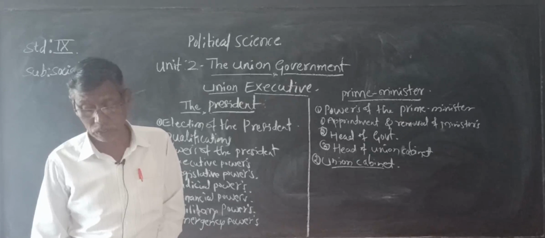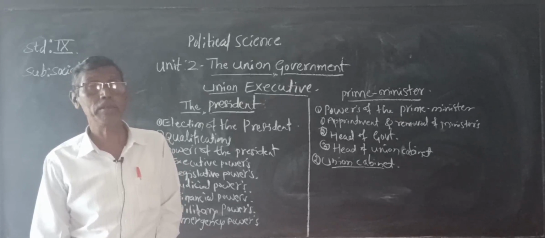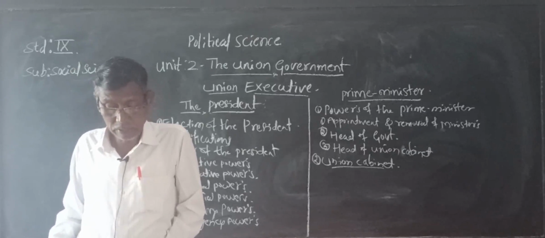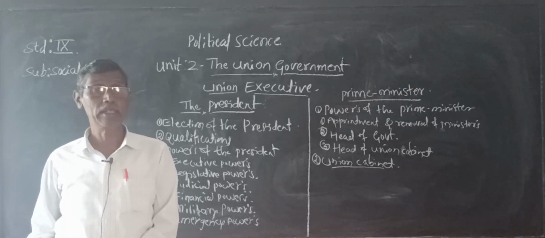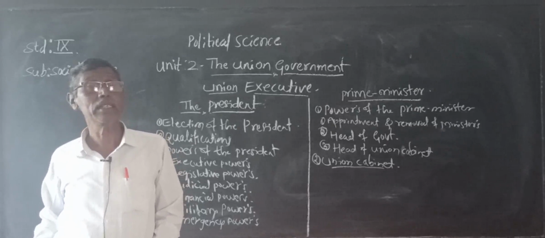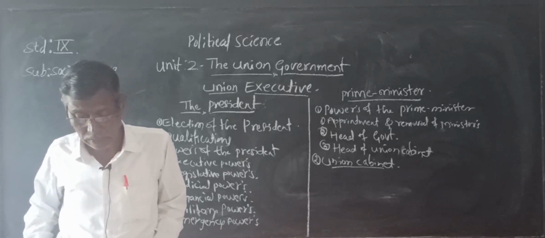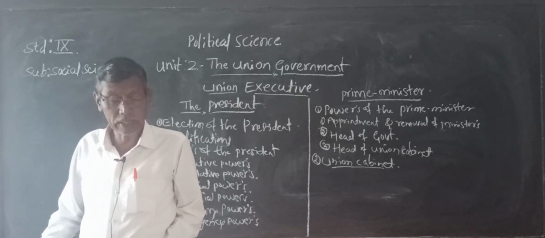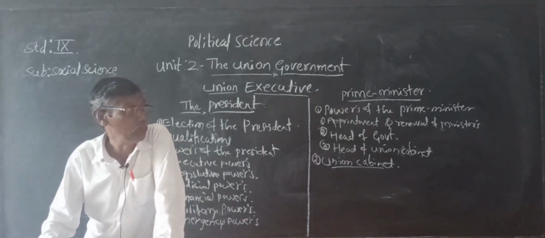When he goes against the constitution, he can be removed from his office by the motion of impeachment. The President is the most important part of the Parliament, and also the protector and guardian of the constitution. He ensures that no one violates the constitution.